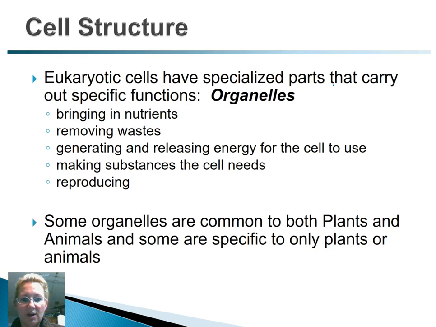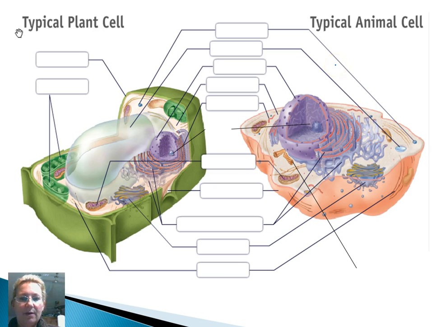Now, some organelles are common to both plants and animals. Some are specific to plants, some are specific to animals. So we're going to go over the common ones for both animal and plant cells. You should make sure you have the handout, typical animal and typical plant cells, so that you could fill it in as we play the video. If you don't happen to have this handout, don't worry, you can download the PDF in the materials section of Schoology. So we're going to start with the organelles that are common to both.